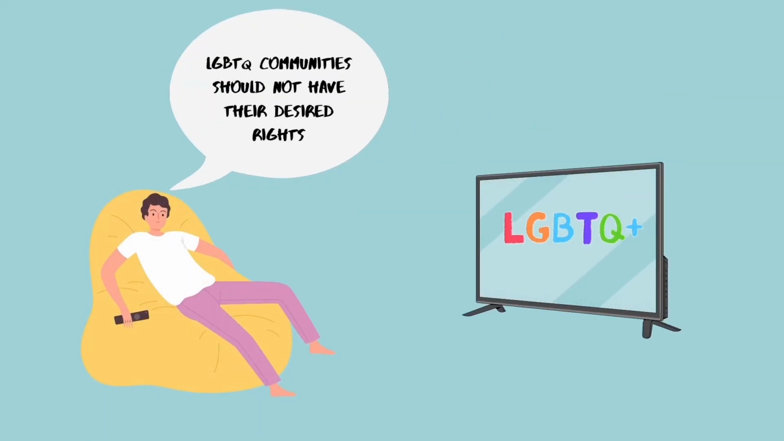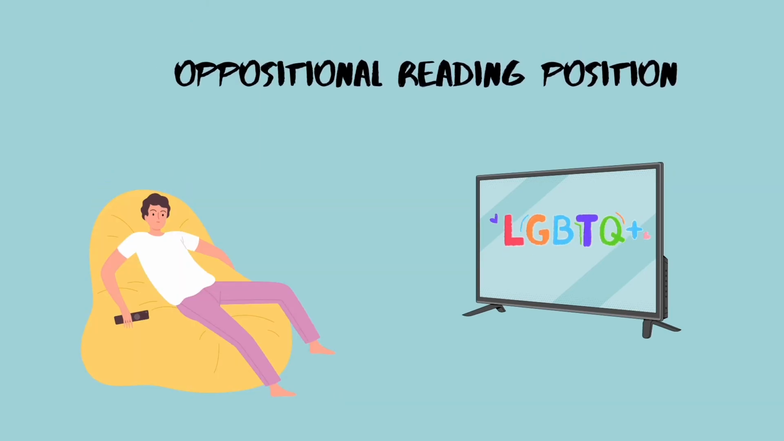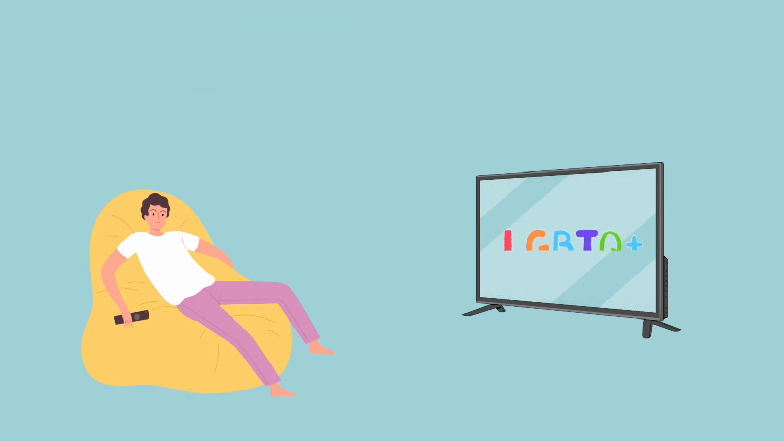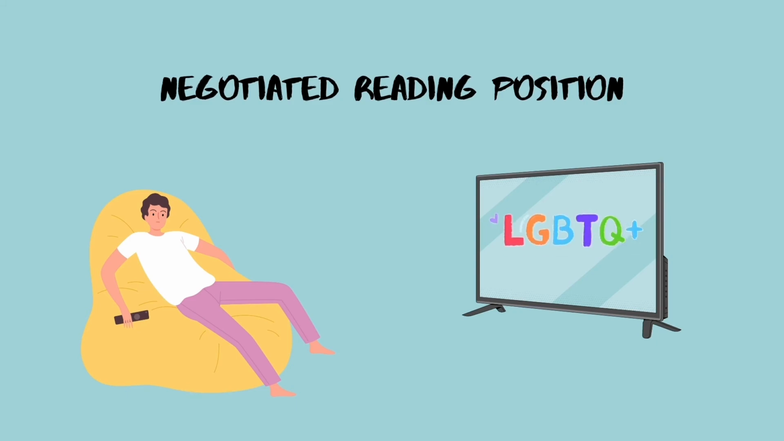If you completely disagree with their ideology and decode a different message like LGBTQ communities should not have their desired rights, then you will hold the oppositional reading position. If you partially agree and partially disagree with their ideology and modify it in a way which reflects your own experiences and interests, like as a human being they should have their basic rights and should not be subjected to violence, but their sexual orientations cannot be legalized, then as an audience, you will hold the negotiated reading position.